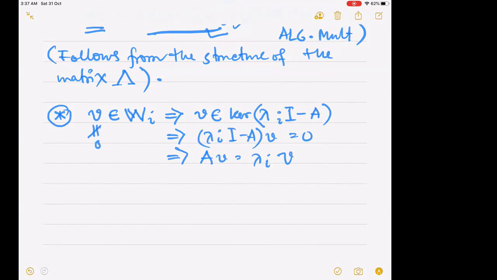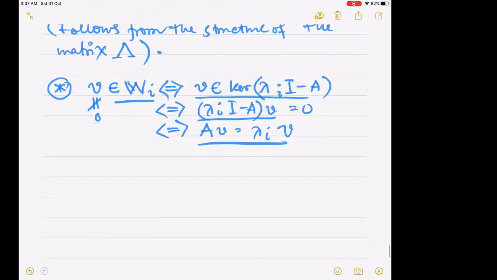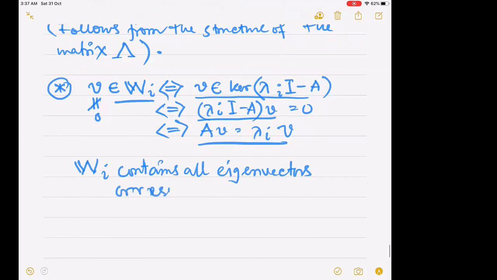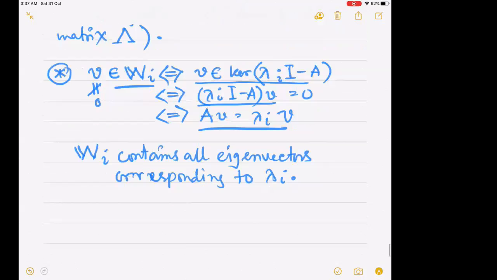On the other hand, if this is true, then this implies this is true, this implies this is true, and this implies, of course, this is true. So this is in fact an if and only if statement. That means every vector in these Wi's is an eigenvector. Wi contains all eigenvectors corresponding to eigenvalue lambda i.